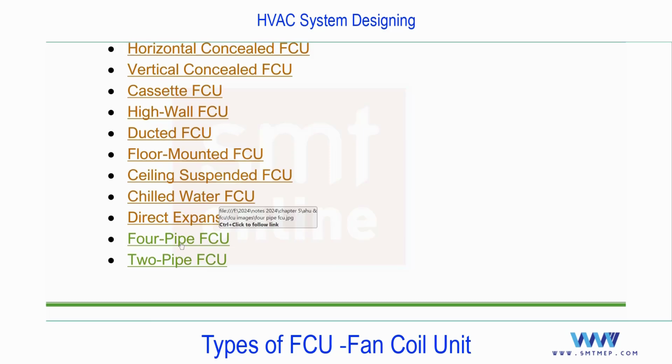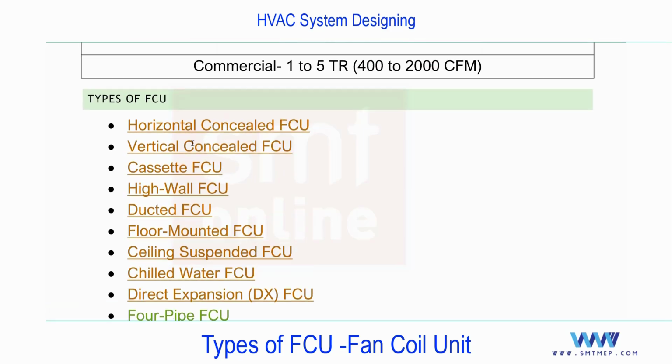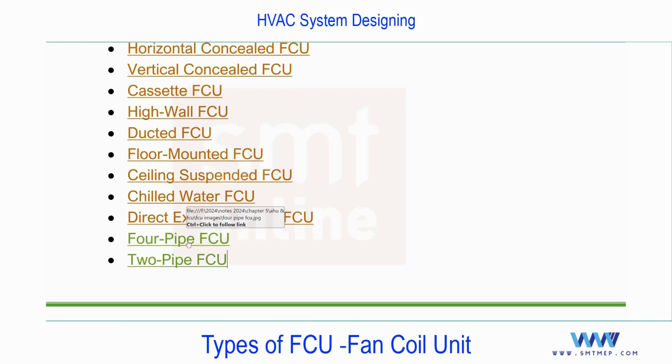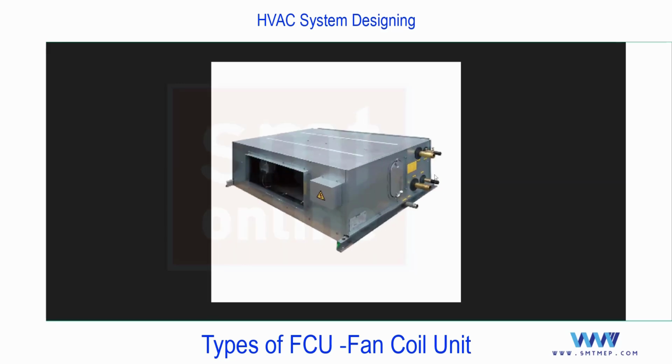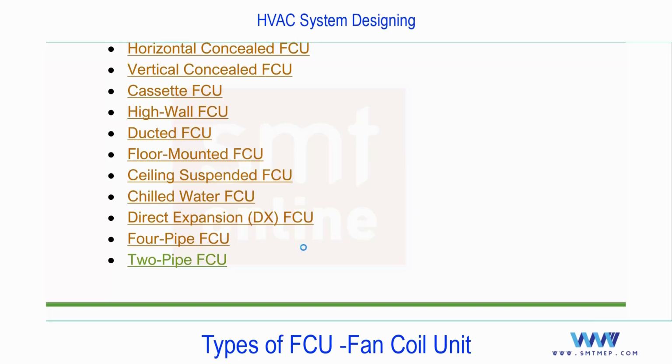Next, we have two more: 4 pipe and 2 pipe. 2 pipe is what I explained at the beginning. But in the 4 pipe, you will find a separate coil for heating and a separate one for cooling. The cooling coil can be connected with the chillers, and the heating coil we can connect with the boilers to supply hot water. So as per the requirement, one can use it. We can call this a 4 pipe system: 2 pipes for chill water, and the other 2 for hot water. Again, the model is going to be different. And the 2 pipe is the same as what we discussed at the beginning. So these are the different types of FCU.